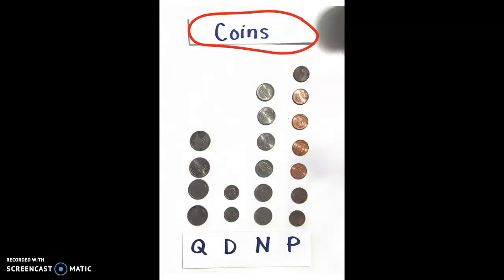Now here's my next thought. Which coin do I have the least of? Were you thinking dimes? Because that's what I was thinking. I only see 2 dimes here, and I know that without even counting because I'm using my subitizing. I can see 2 dimes, and that looks like it's less than all of my other coins. It's the shortest column.